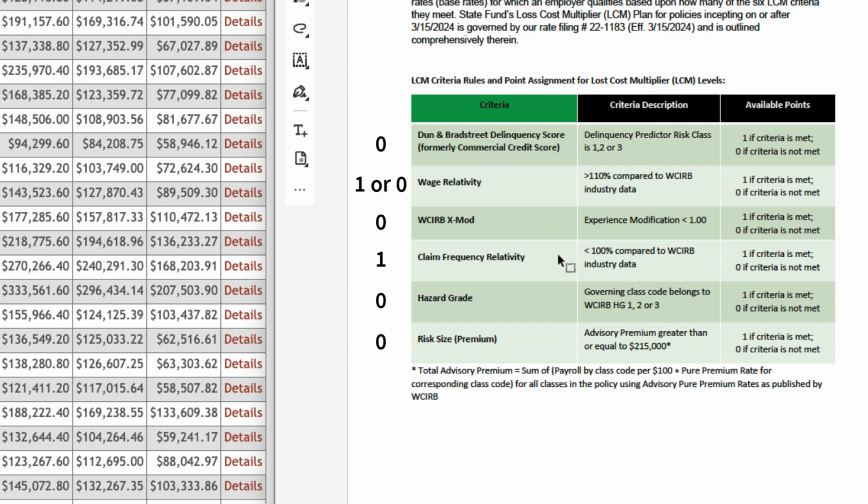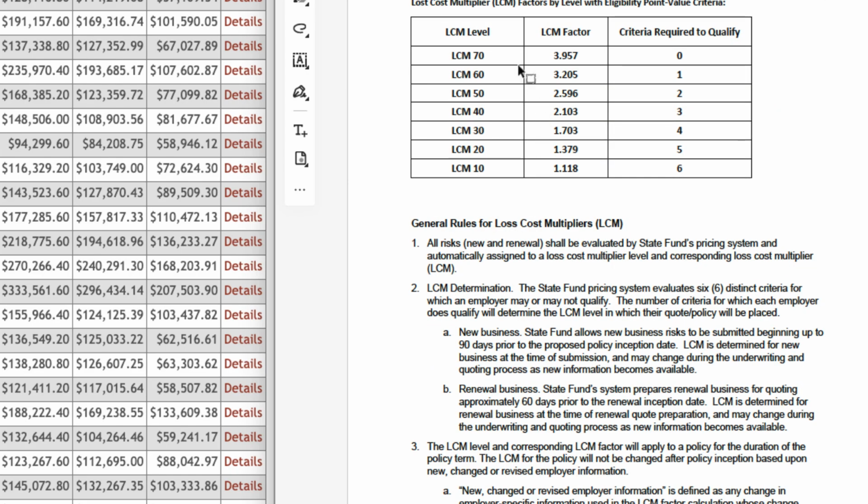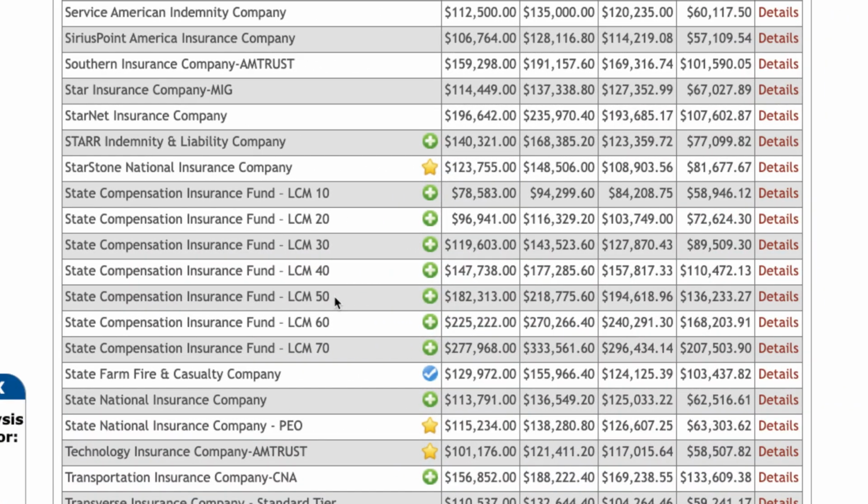So I am estimating that we might get 1 here and we get 1 here. My score is going to be a 2 or maybe a 1. If you look on the second page, you can see that based on the points, this account's going to qualify for an LCM 50 or 60. Now I have something that I can focus on. I'm hoping it's going to be LCM 50 and not 60, but it's definitely not going to be better than 50 and not worse than 60.